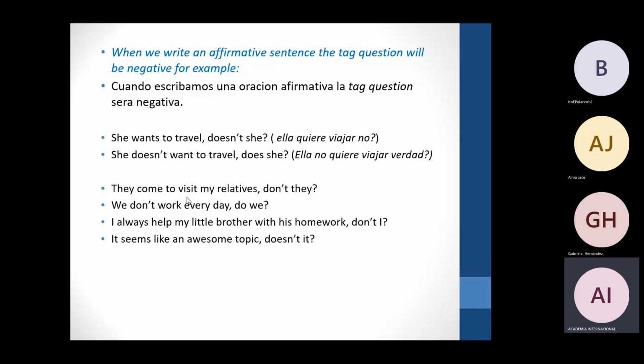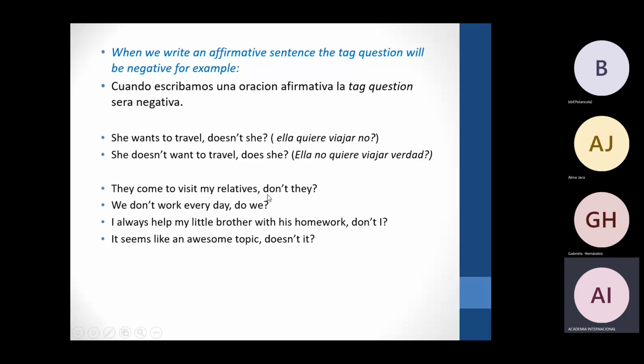Relatives son los parientes, familiares. Es la forma en la que se dice así en plural, porque family es la familia, ¿verdad? Family. Y relatives es para decir familiares, parientes y así. They come to visit my relatives, don't they?